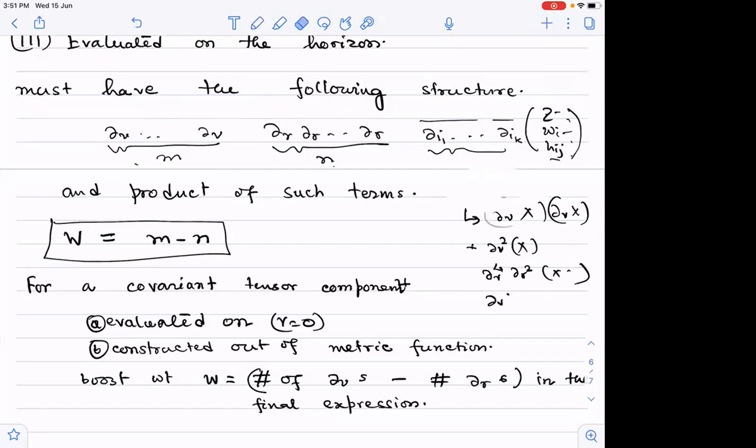Sayantani, do you need to actually express it in terms of derivatives, or if you just look at a particular tensor and you know which component you are looking at, suppose you write everything in lower components, isn't that good enough to determine the boost weight? That's good enough to determine the boost weight.